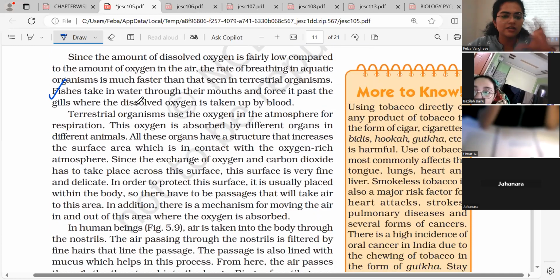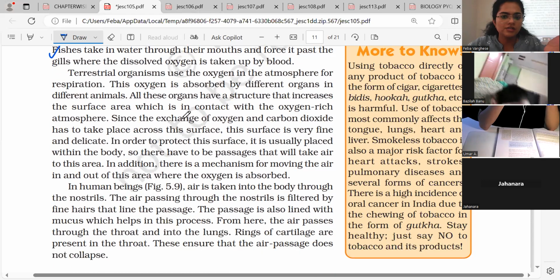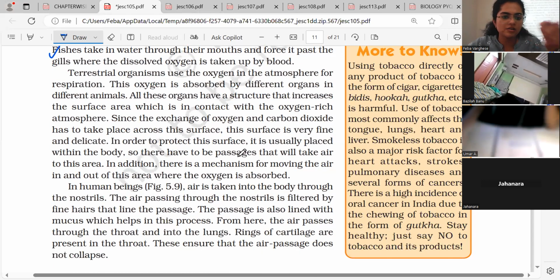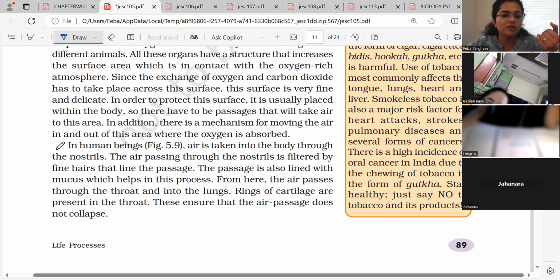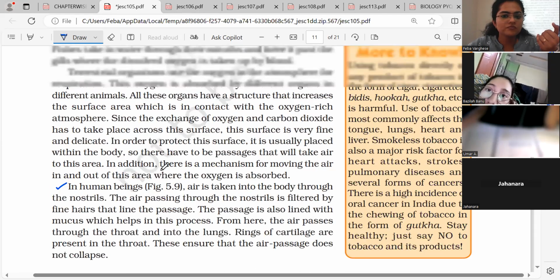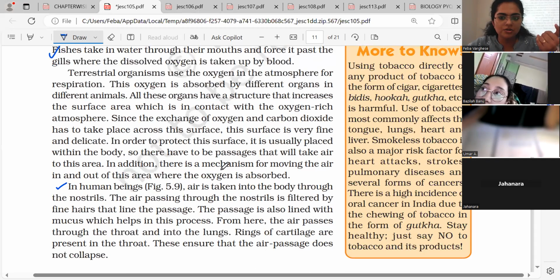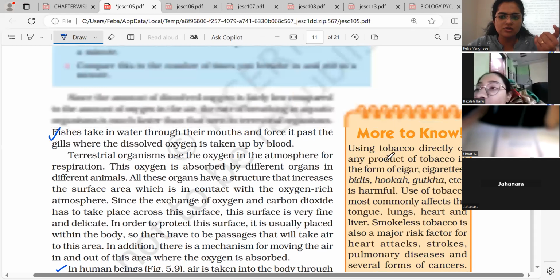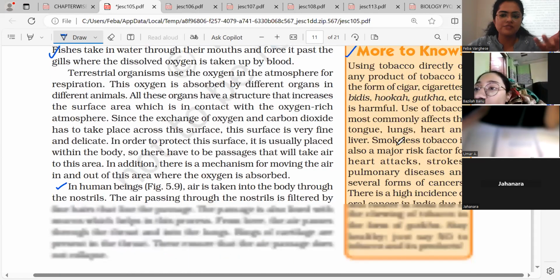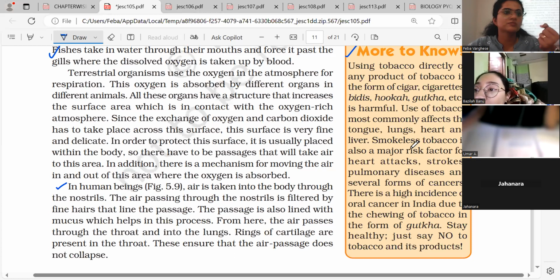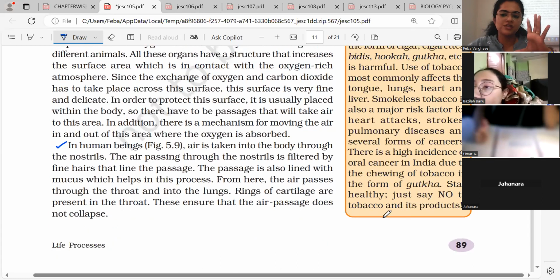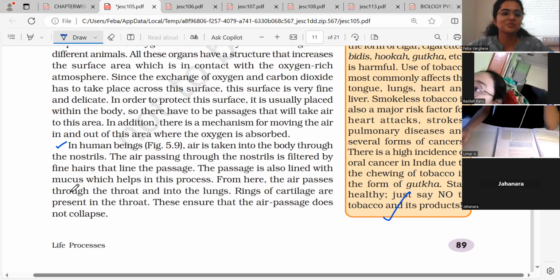That's what is given over here. Gills will be helping in the oxygenation process, and then the blood is pumped to all parts of the body. Whereas terrestrial organisms, it's all there in the atmosphere. You can simply take it in. Now, when we speak about human beings, you can just go through this one also. The tobacco, like how it's affecting your lungs, tobacco smoke, and the nicotine and everything inside it. So you have to say no to tobacco and its products. Okay, just go to the table.